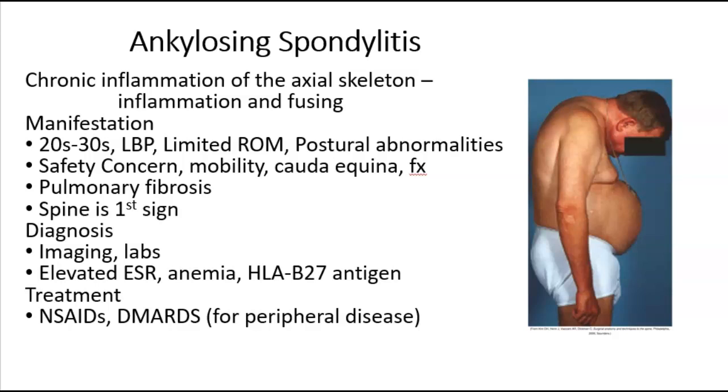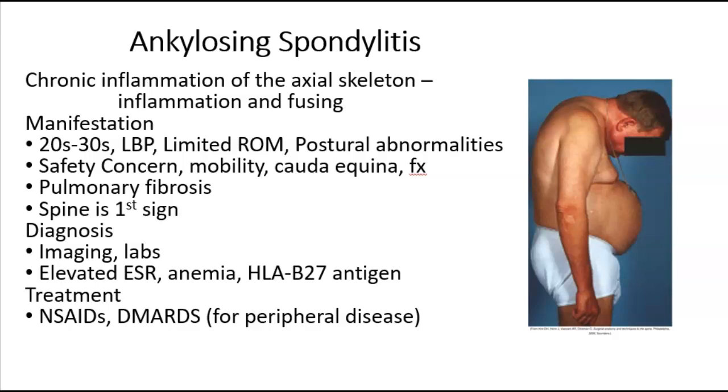We diagnose it based on imaging and labs. They'll have an increased SED rate, anemia, and the HLA-B27 antigen would be positive in these patients. For treatment, again, we use NSAIDs for pain control and DMARDs, the same meds we use for rheumatoid arthritis, but they will not help the central disease, only the peripheral disease.